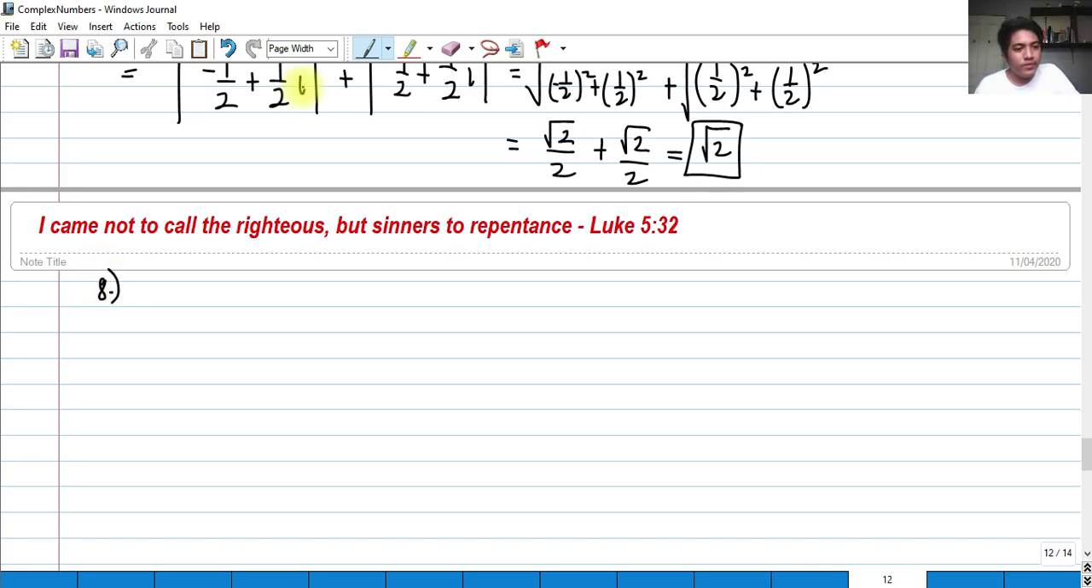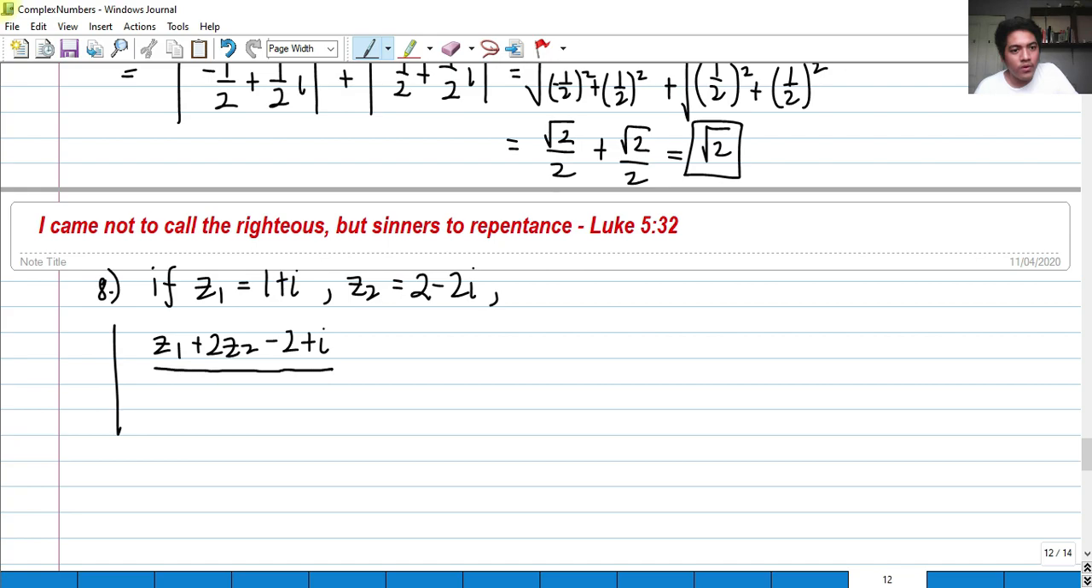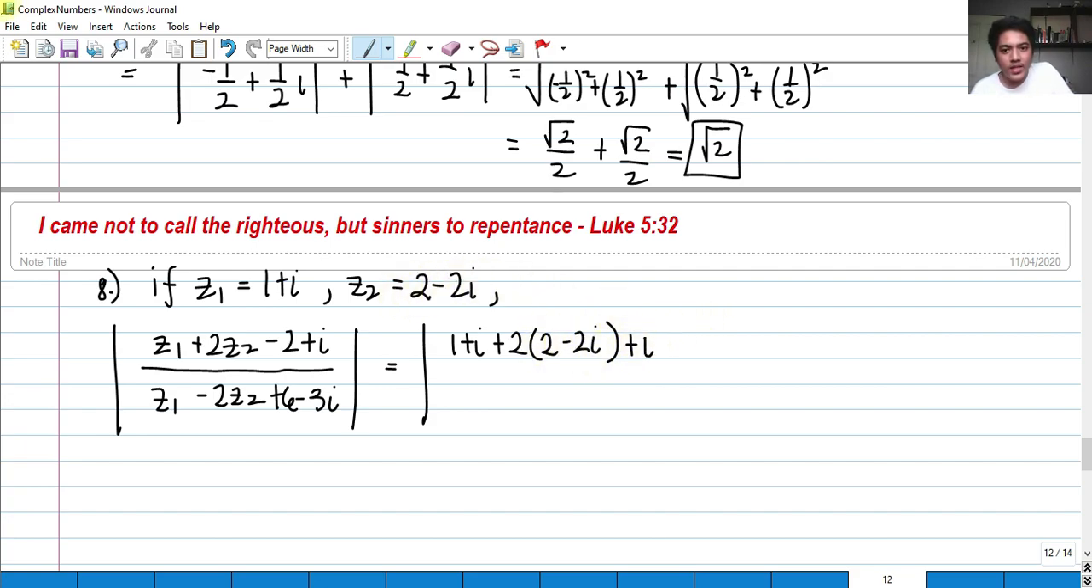So we have number 8. If z sub 1 is 1 plus i and z sub 2 is equal to 2 minus 2i, then we're going to find the modulus of z sub 1 plus 2 z sub 2 minus 2 plus i all over z sub 1 minus 2 z sub 2 plus 6 minus 3i. So we simply substitute first. So we have z sub 1, 1 plus i plus 2 times z sub 2. So we have 2 minus 2i. Then we have plus i.